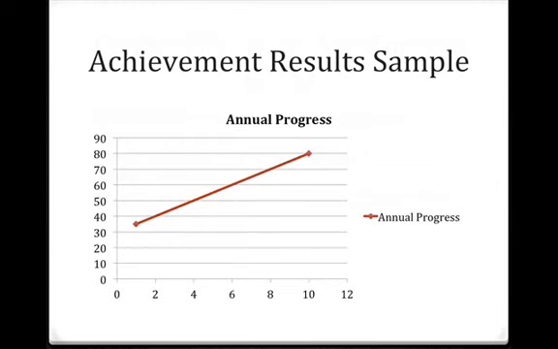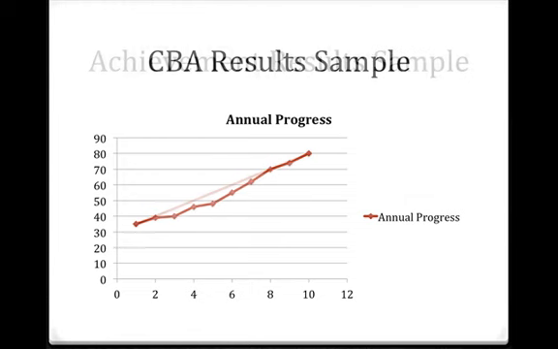So as an example, if we looked at achievement test results, this is just an example of this. You might look at one point at the beginning of the year, at the first month, and one point at the end of the year, at the 10th month, and that's all you got at the beginning and at the end. That's all you have is an annual progress. But over time, using CBAs once a month or once a week or whatever it might be, you can have a much clearer indication of progress.